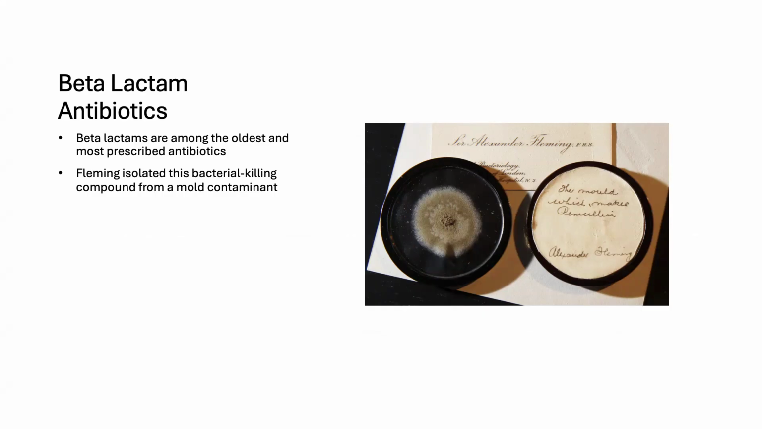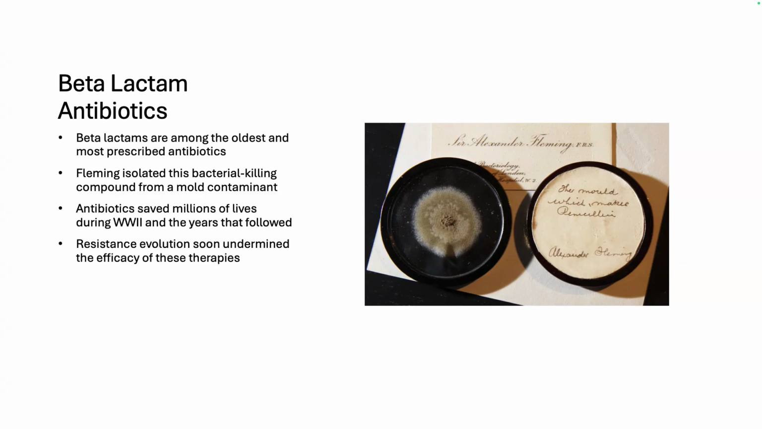He saw that the bacteria he was trying to grow, a staph species, couldn't survive close to the mold, which was a contaminant on the plate, a mold he had not set out to grow initially. But Fleming isolated this bacteria-killing compound from the mold. Although it took some time to be mass produced, this drug was eventually commercialized and went on to save millions of lives during World War II and the years that followed.